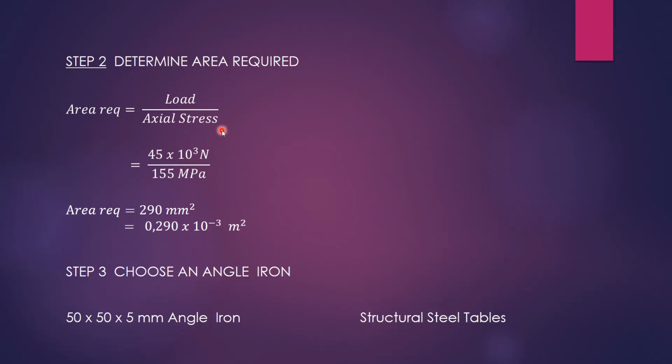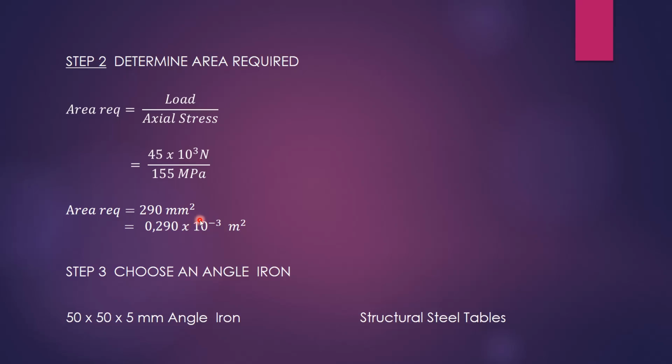Load for which is 18 at member P is 45 kilonewtons. So here we want to change it from kilonewtons to newtons. We multiply it by what? By 1,000. So that's where that 10 to the power 3 comes from. So now it's in newtons all over the stress. Our stress is the one that we have determined from step number 1, which is 155 MPa, right? And then if you calculate, you get 290 millimeters squared.